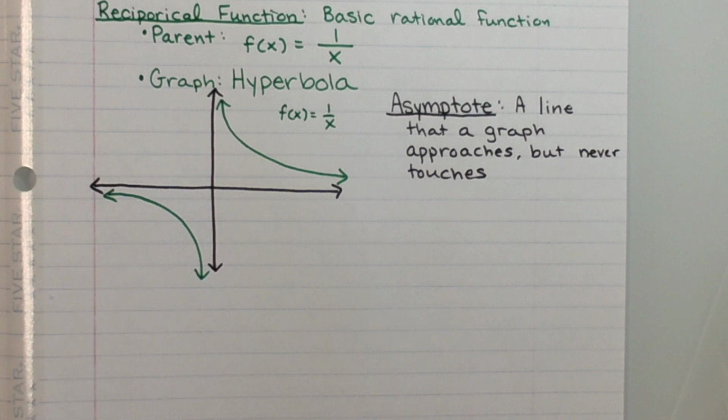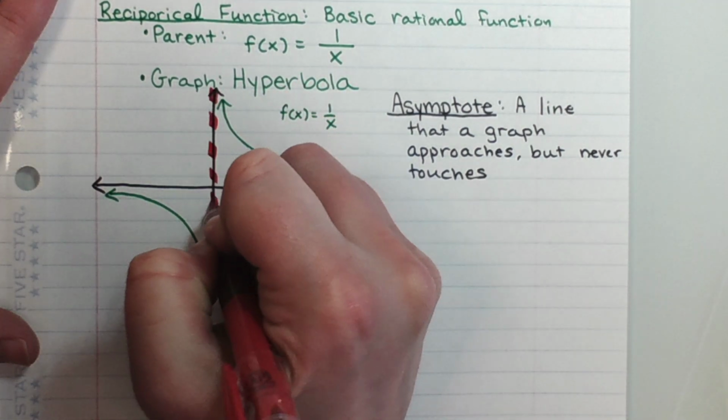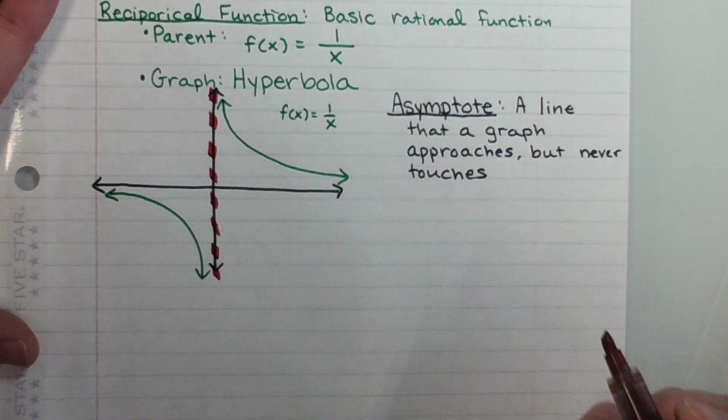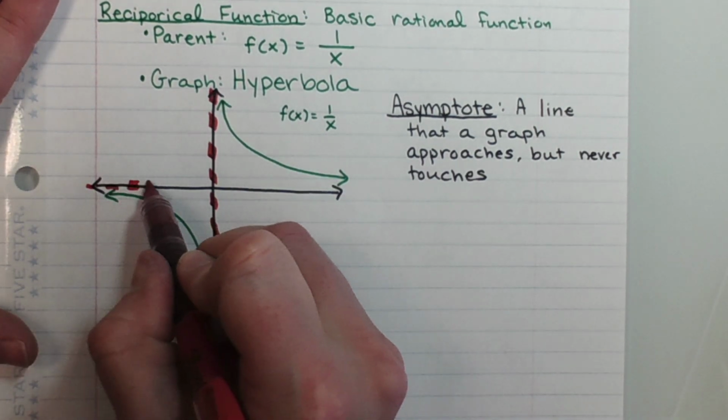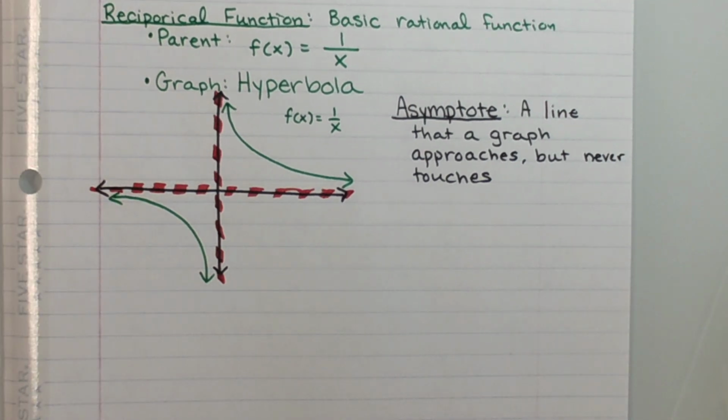And reciprocal functions have two of them. Rational functions in general can have up to an infinite amount of them depending upon how complex the polynomials are in the numerator and denominator. Reciprocal functions have one that originally is on the x-axis and one that's originally on the y-axis. Note I said originally.